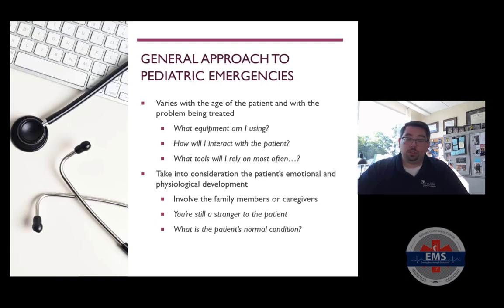We also know that you're still a stranger to the patient for the most part, and a lot of children have stranger danger, which is totally normal and okay. We have to try to be able to breach that. And then we also have to recognize what is normal for that child before we decide to label them as abnormal. Again, we've got a lot of information that's going to be coming from our parents or caregivers as our only primary reliable source of information.